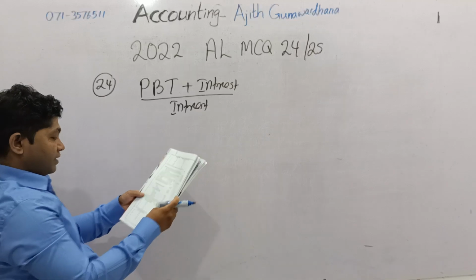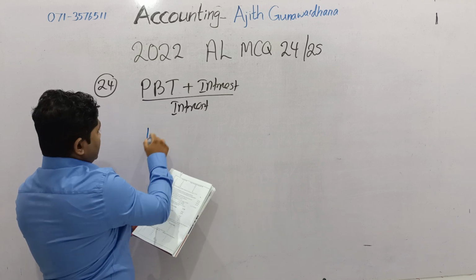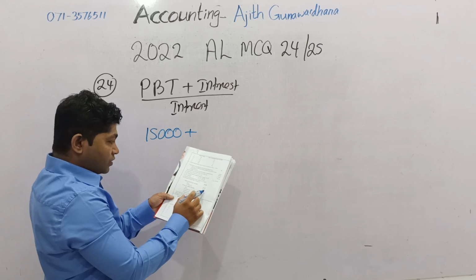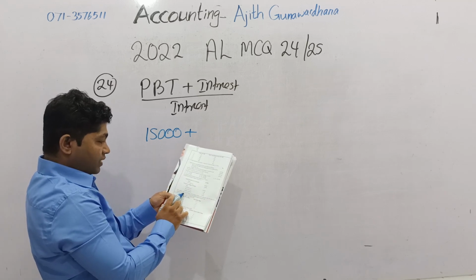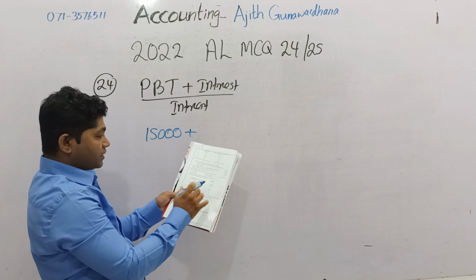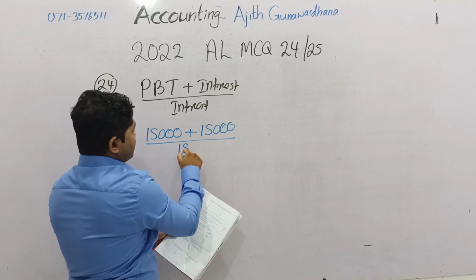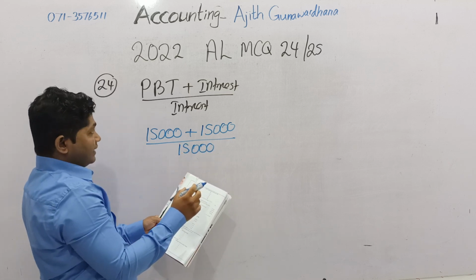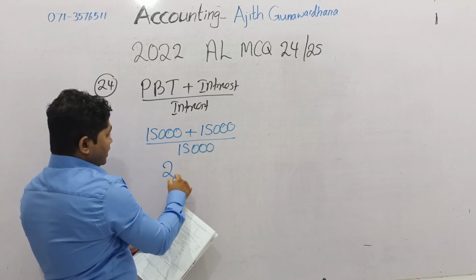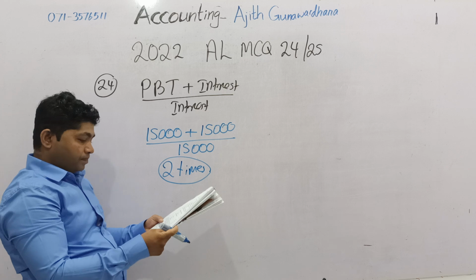Profit before tax is given, equal to 15,000, and the bank loan is given as 150,000 at 10%. The loan was obtained at the beginning of the year, therefore it was available during the whole period. 150,000 into 10% equals 15,000 annual interest. Therefore, profit before tax plus interest, 30,000, divided by interest 15,000, equals 2 times. This is the interest coverage ratio.